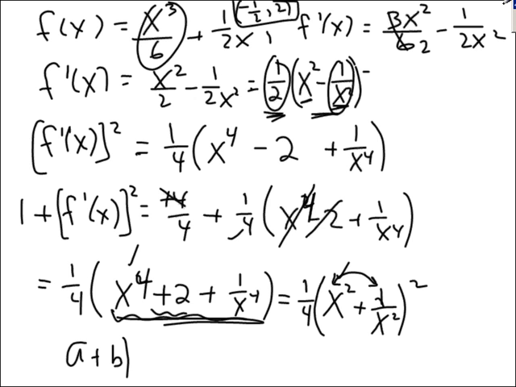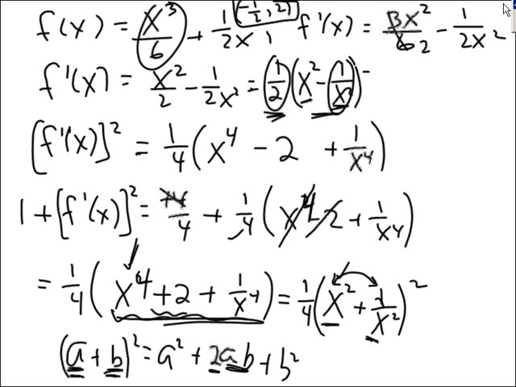Whenever you have a sum and you square it, you get the first squared plus 2 times the first times the second, plus the second squared. Well, the first squared is x to the 4th. When I multiply these two, I get 1. But then I have to multiply that result by 2. 2 times 1 is 2. Plus, when I square 1 over x squared, I get 1 over x to the 4th. Okay. So we have the 1 plus the derivative squared.